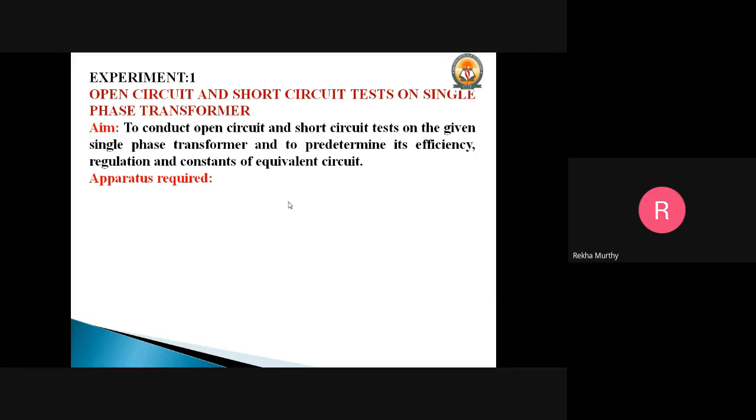Since in the OC test we are keeping one side of the transformer open, there will be a very low current flowing through it. It is a no load, so the current will be quite low. So a low power factor wattmeter will be preferred for conducting the OC test. And in the case of the short circuit test, the other winding will be shorted. Due to this reason, we require the unity power factor type of wattmeter.